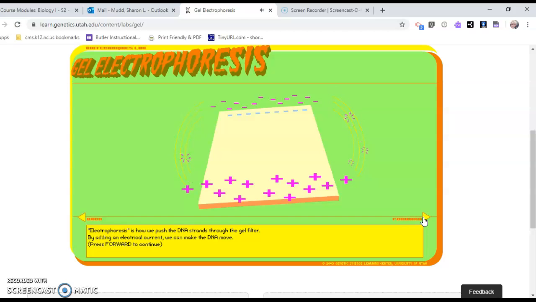Electrophoresis is how the DNA is going to be pushed through the gel filter. You use an electrical current added to the filter that makes the DNA move. You should be able to answer question number 3.